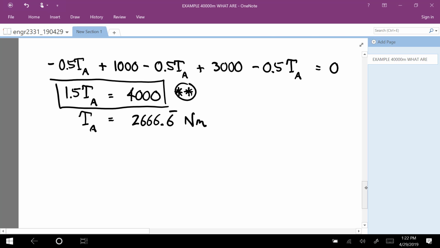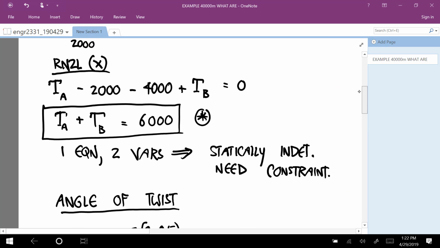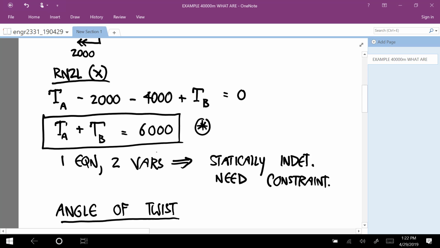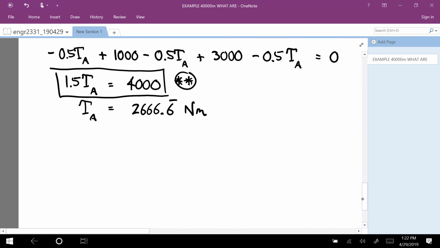And then we can plug back in. Our first equation said that the sum of these two torques is 6,000. So TB has to be 3,333.3 repeating.